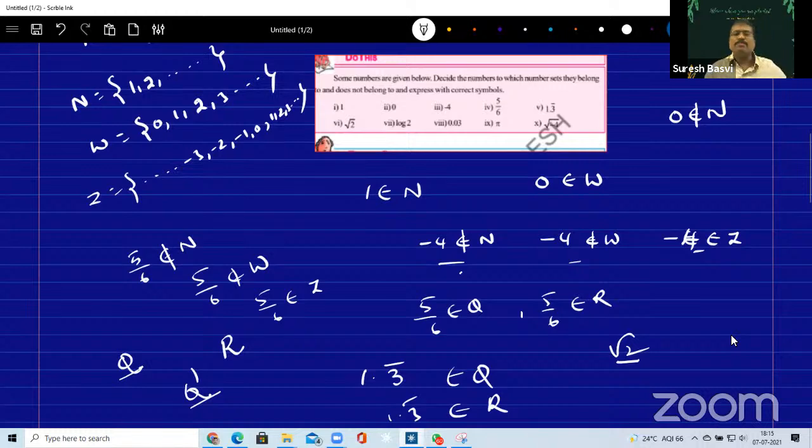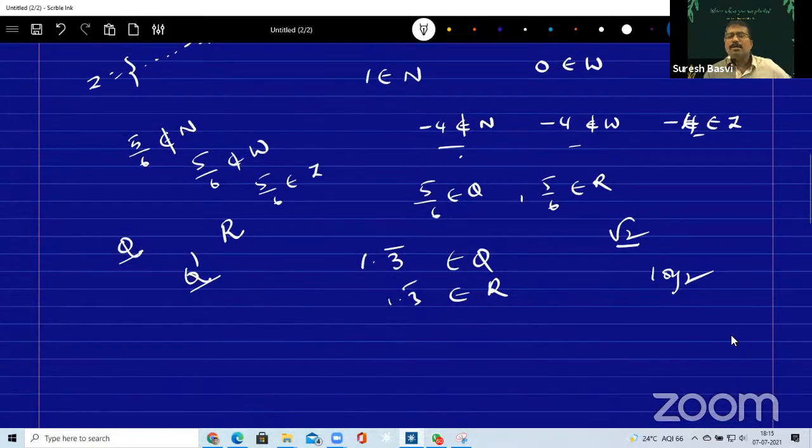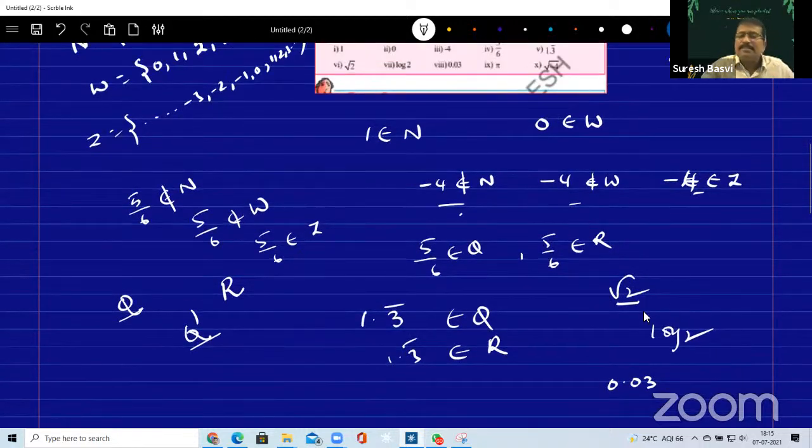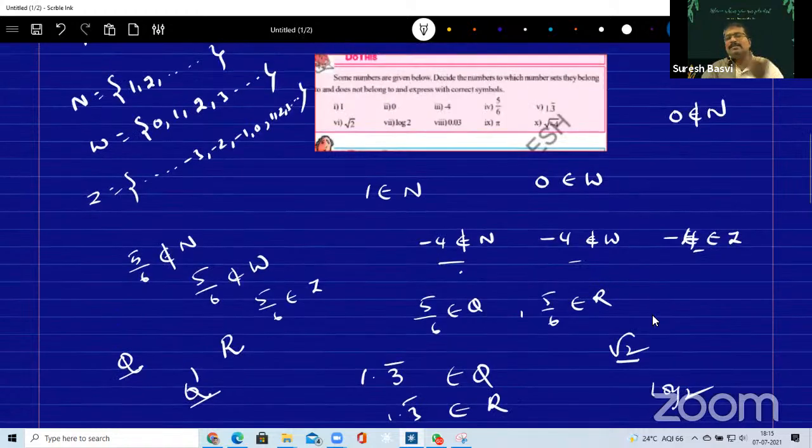Root 2, and also log 2, and also 0.03. I think root 2 is an irrational number, no doubt about it. Log 2 is also an irrational number. 0.03 is nothing but a rational number, because rational numbers can be written as repeating decimals and non-repeating decimals. Okay, next pi. Pi is also an irrational number.